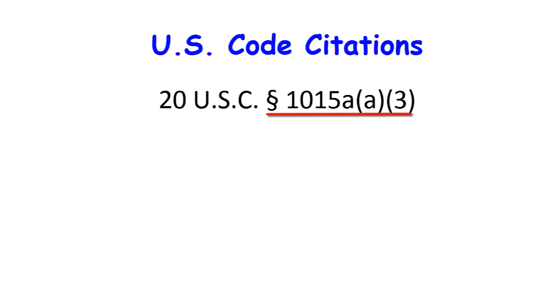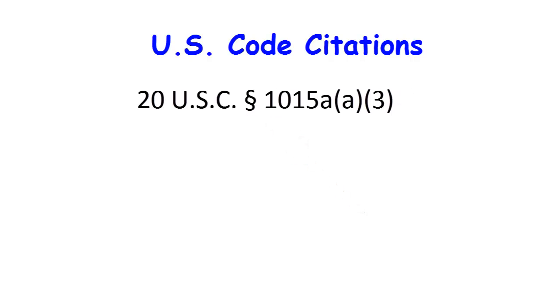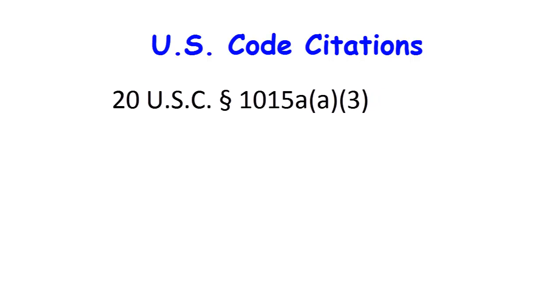Where appropriate, the section number should include a designation of the pertinent subdivision, indicated by subsection letter, paragraph number, and so on. Paren lowercase a and paren 3, and paren, for example. No punctuation separates these three components of a code citation. Nothing is italicized or underlined. Finally, if a date element is provided, it is appended to the rest in parentheses.